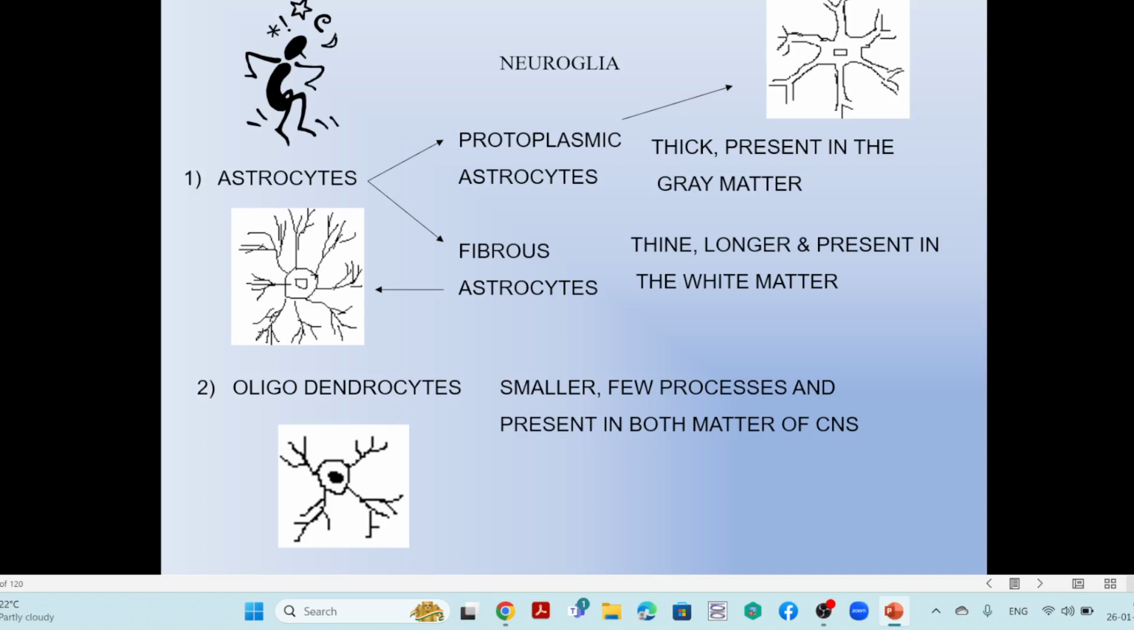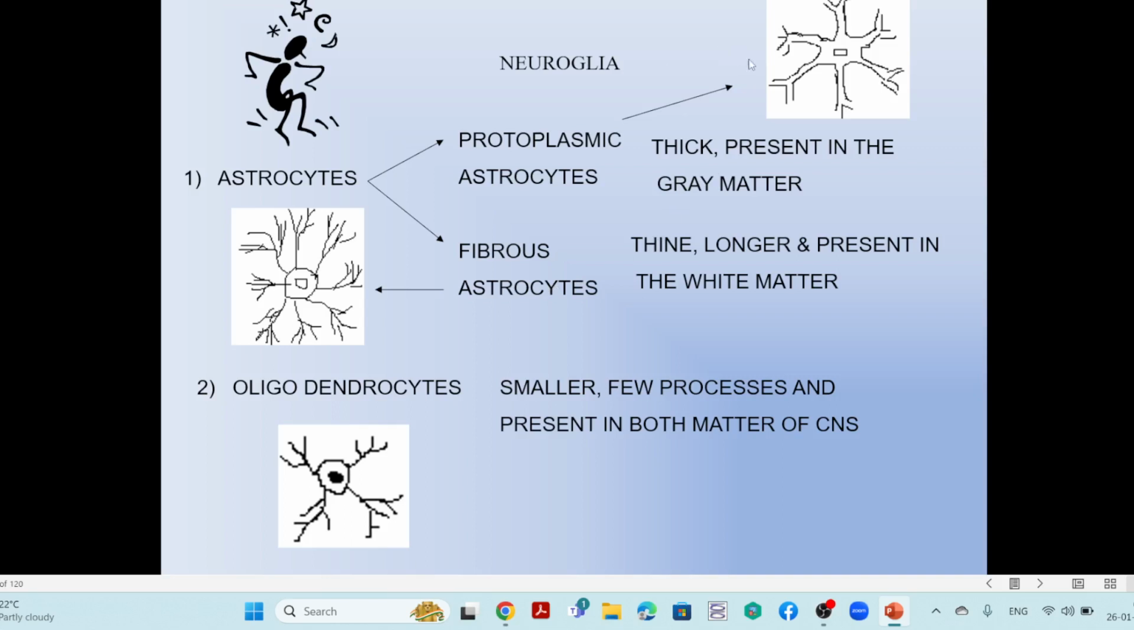First one is astrocytes. See this astrocyte, this cell has a star-like appearance. Astro means star. So this star-like cell is the astrocyte. It is divided into two classifications: one is protoplasmic astrocytes and the other is fibrous astrocytes. So what happens here?